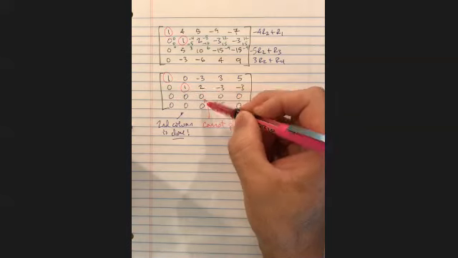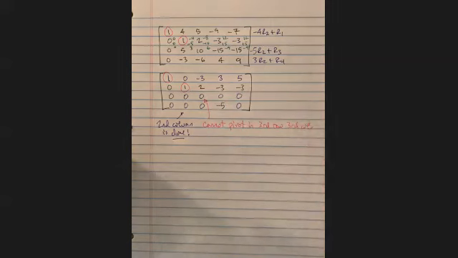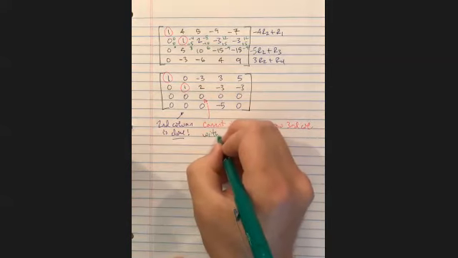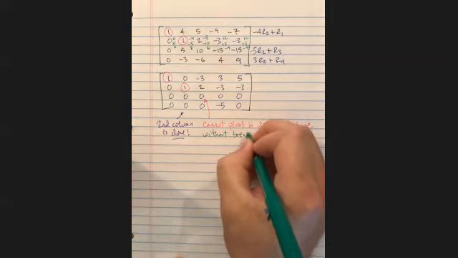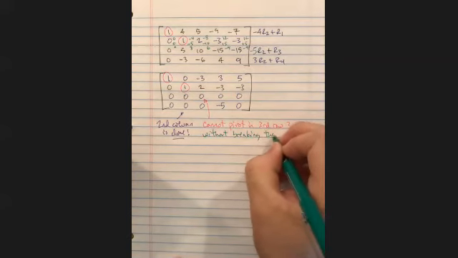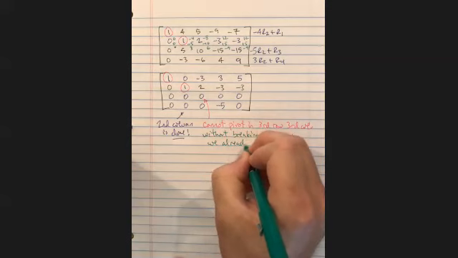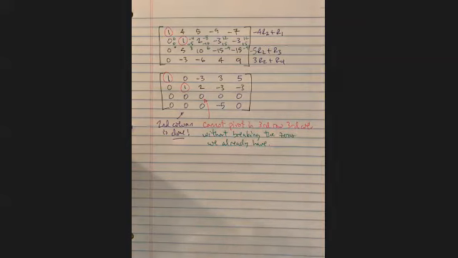I can't move anything up into that position. So I cannot pivot in the third row, third column without breaking the zeros that we've already got, those zeros that we worked so hard to get.